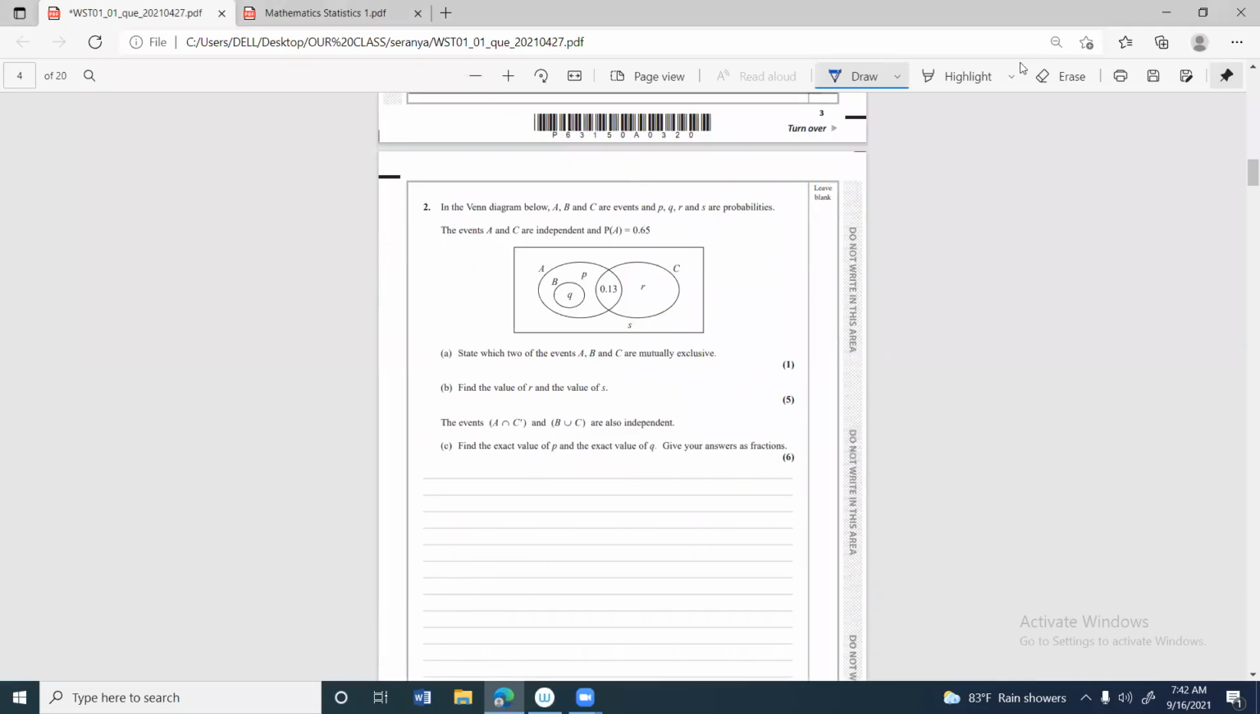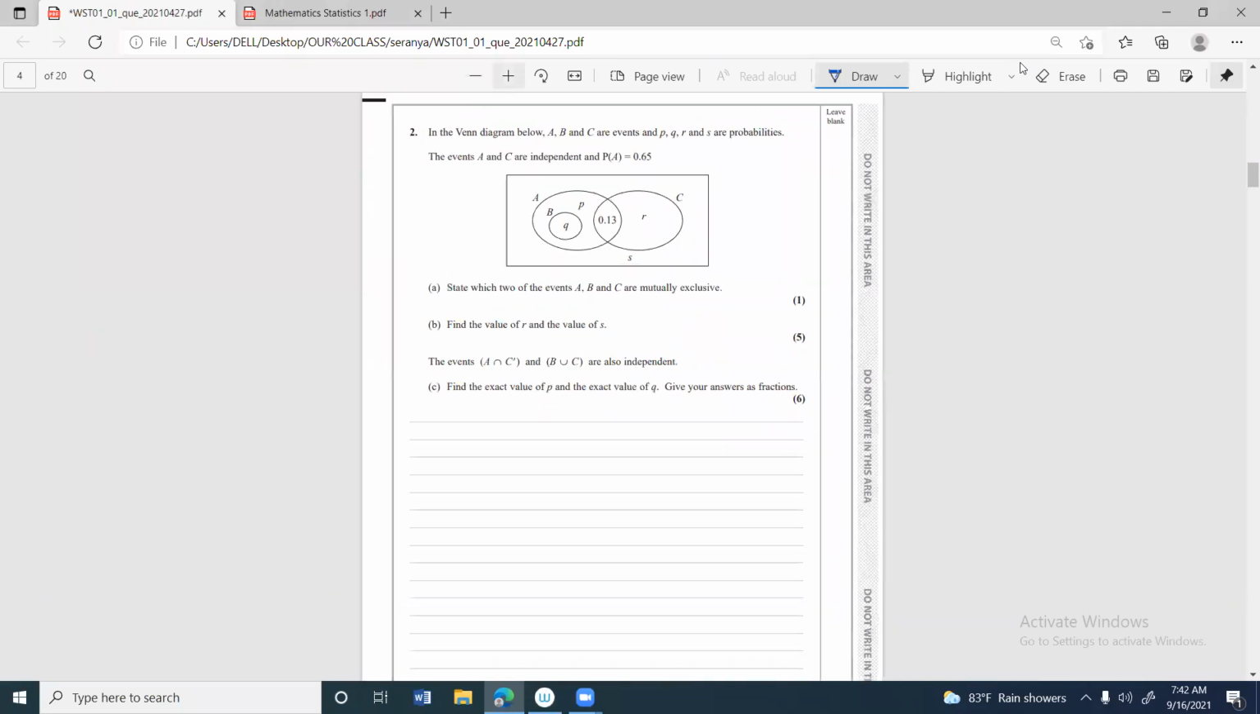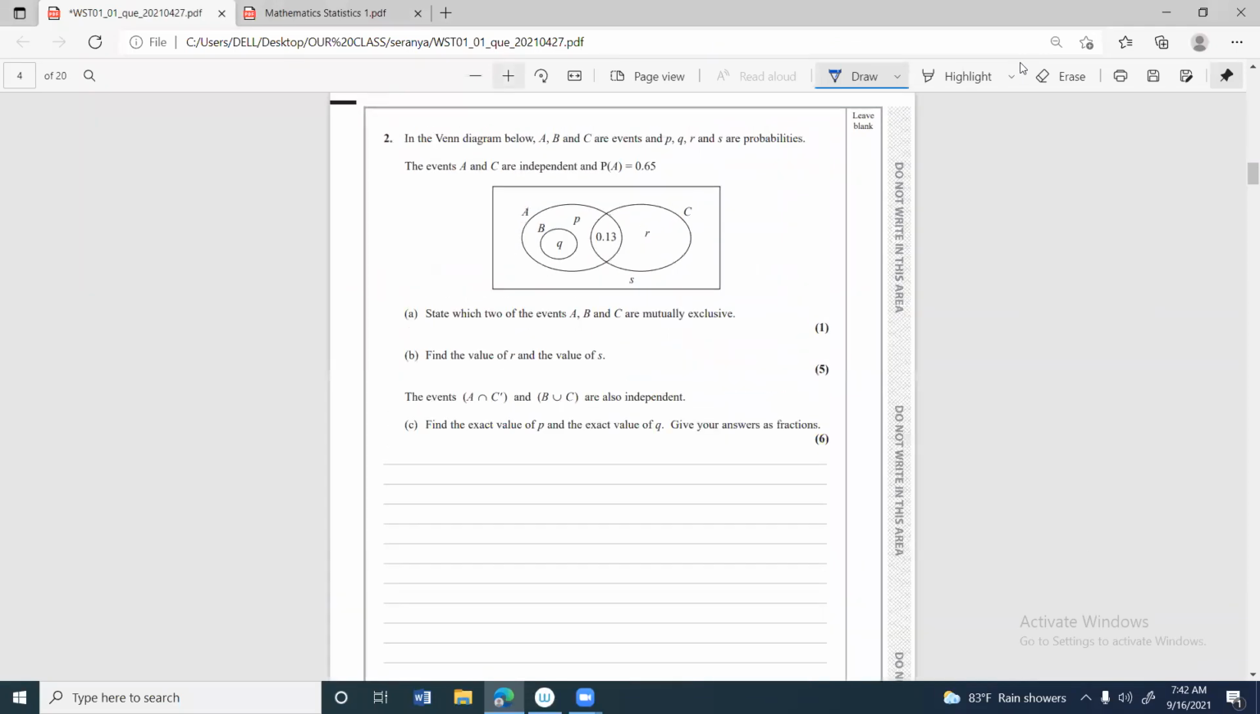Right. Now, let's come to this question. Yes. When you come over here, what do they say? In the diagram, the Venn diagram below, A, B, C are events and P, Q, R, and S are the probabilities. So there are a couple of probabilities over here. Which of these elements, A and B, which of these ones, yes, which of these elements are mutually exclusive?